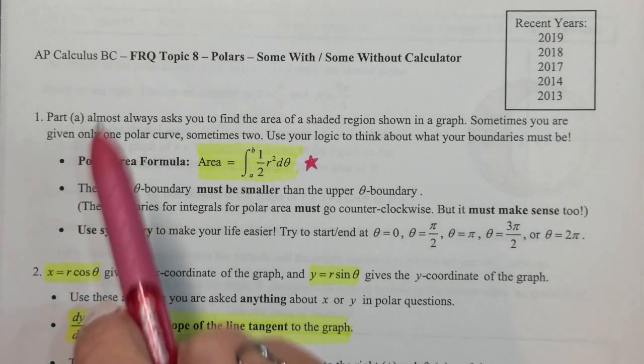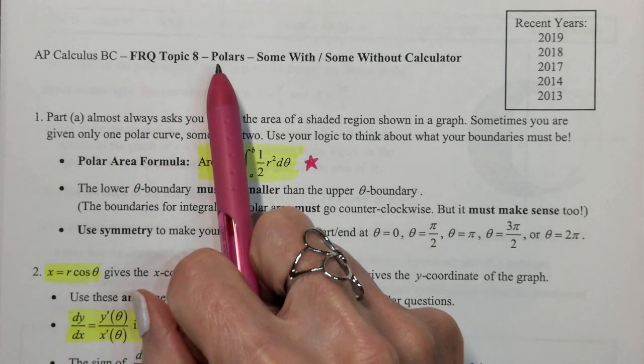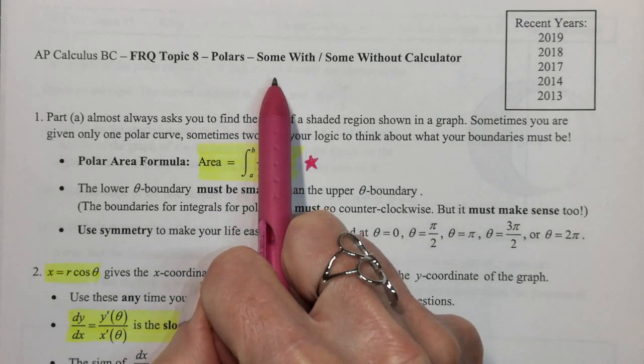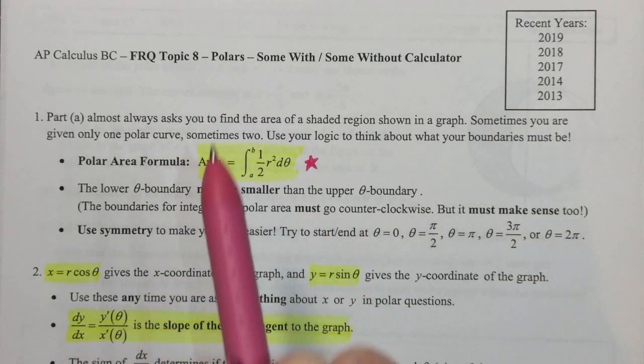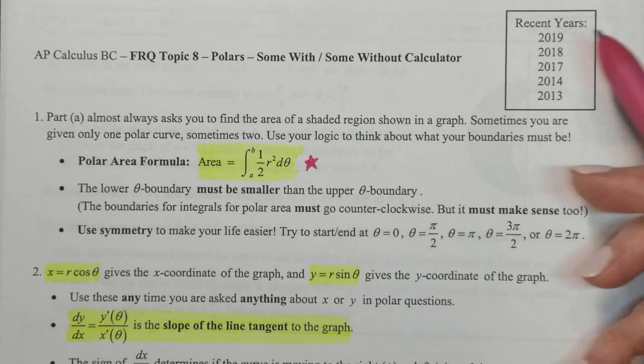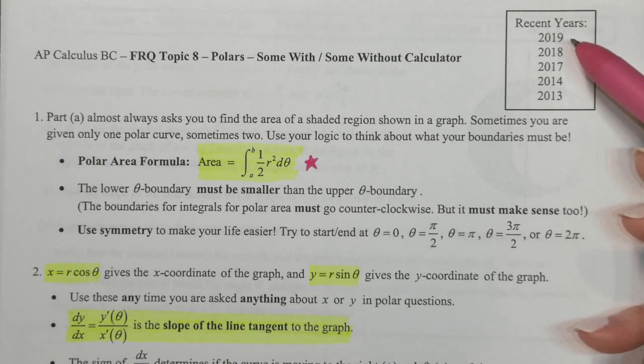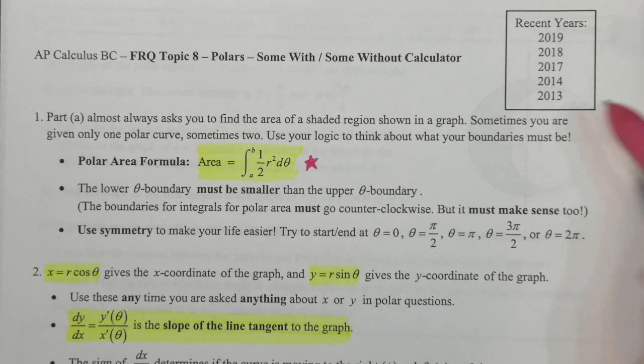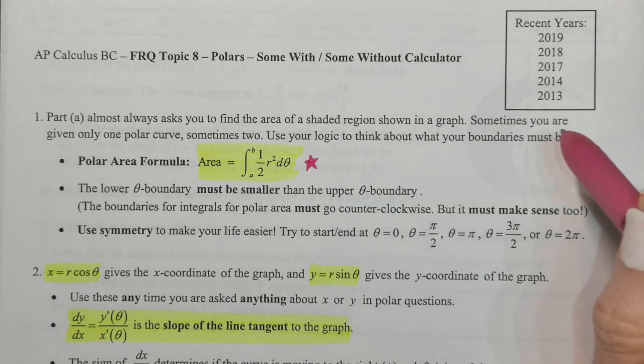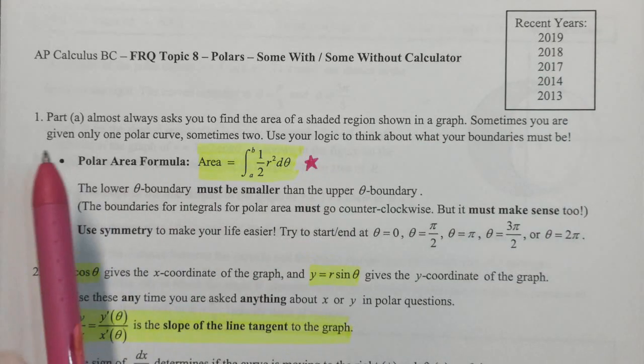Today we are covering FRQ topic number 8. This is polars. Some of these are with a calculator, some without. You can see the recent years that they tested it. For a while they tested it very regularly, but it's been quite some time since we've had a full FRQ just with polars.